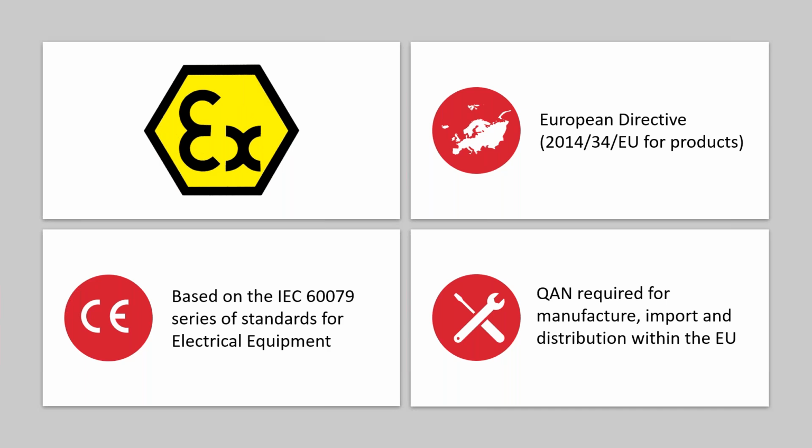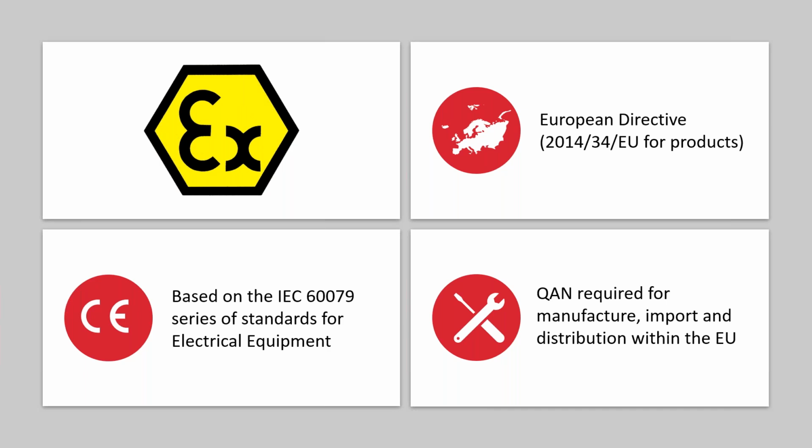So as with all other electrical equipment placed on the EU market, the product should also carry a CE mark. Now this shows that the product complies with all of the relevant EU directives, including the ATEX directive. And like IECEx, under ATEX, manufacturers must be assessed by a notified body, but this notified body is based within the EU. An ATEX Quality Assurance Notification, or QAN, is issued by the notified body, and it is required to ensure that the manufacturer is authorized to produce and sell certain types of ATEX equipment.